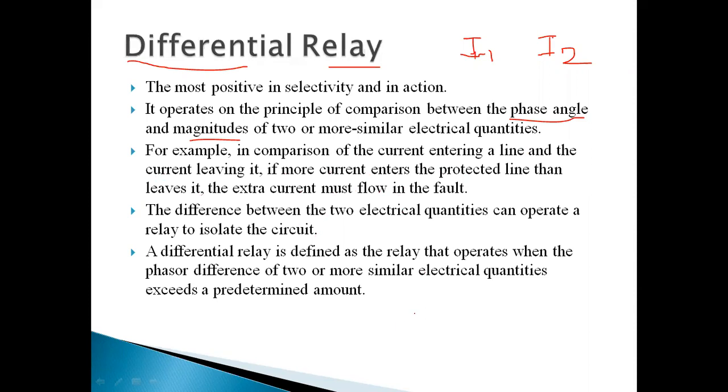Suppose we are considering one transmission line. The entering current is I1, and the current at the second end is I2. If I consider the entering line current I1, suppose this I1 is greater than the leaving current I2.